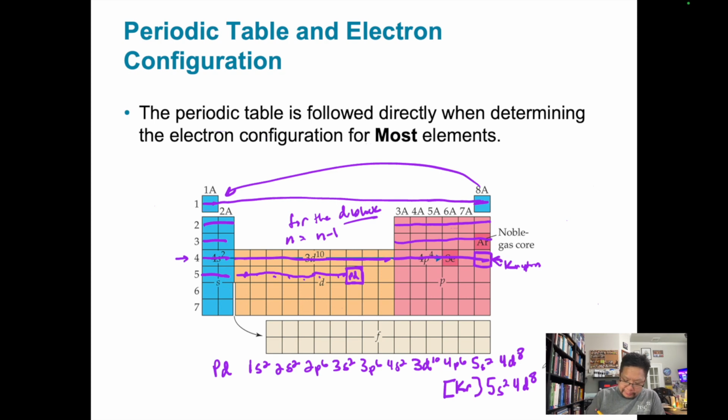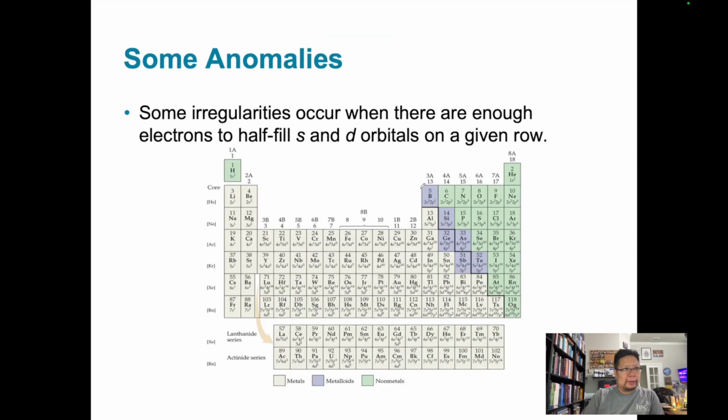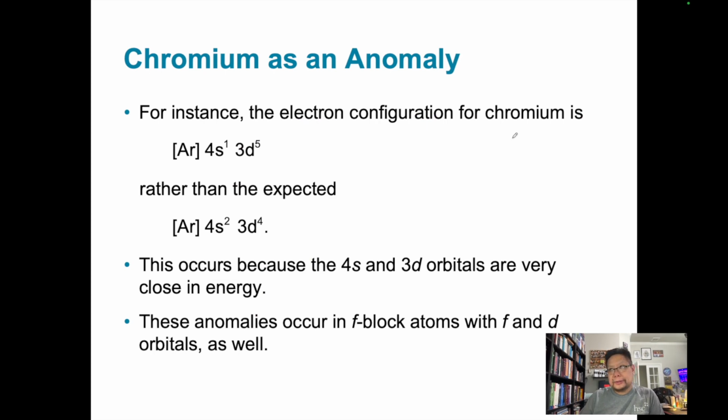The only thing that you got to remember though is that if you have anything in the D block right there, the n will not be equal to n. The n has to be equal to n minus 1 for the D block, but just for the D block elements. Okay. All right. So let's keep on going here. So there are a few anomalies, right, in the periodic table. Some irregularities that occur when there are enough electrons to fill half shells of the s and the d orbitals in a given row. One of those is chromium, right?